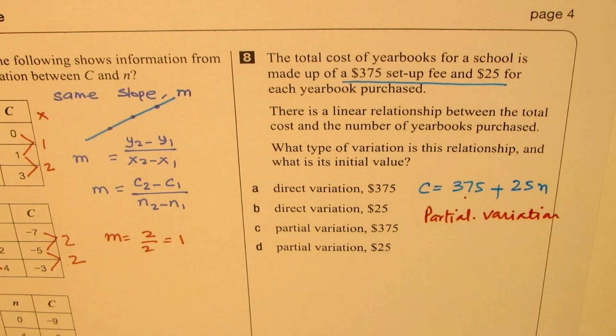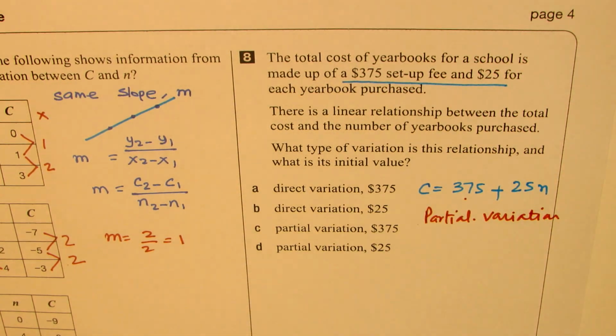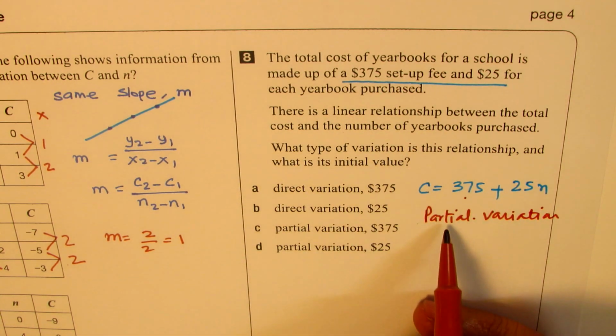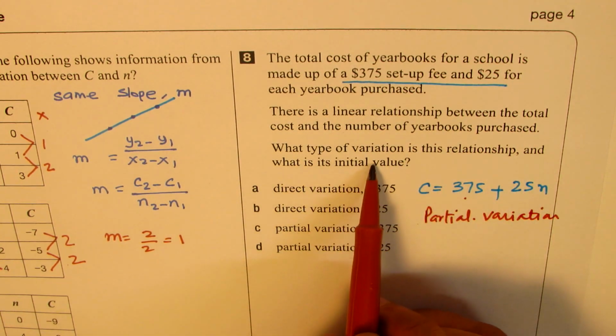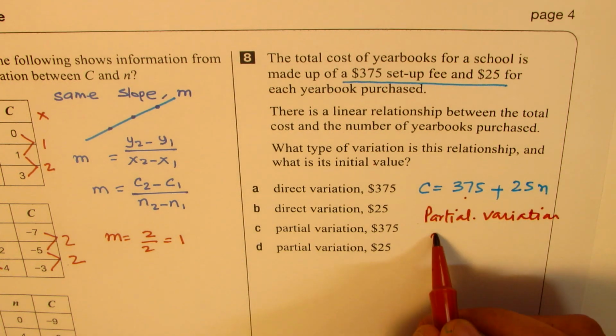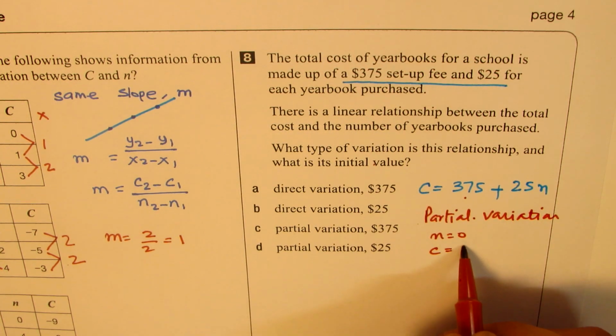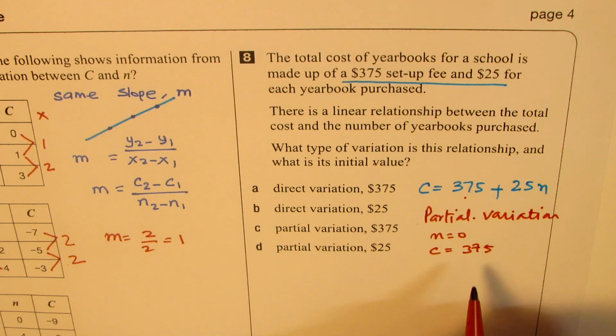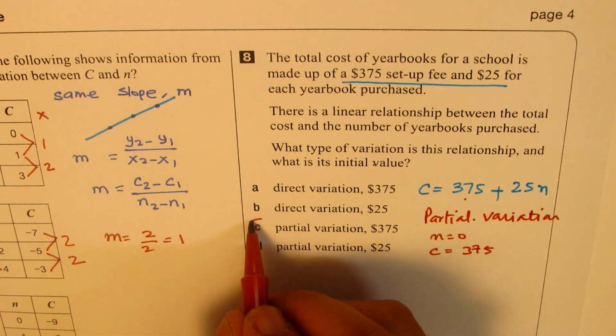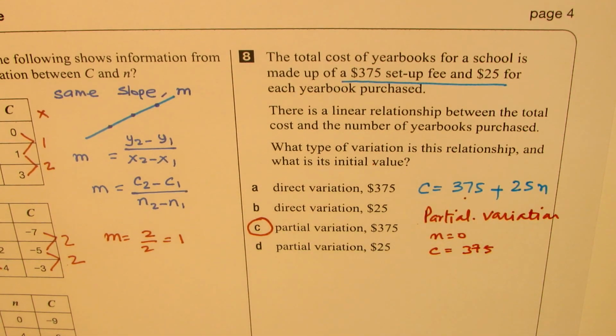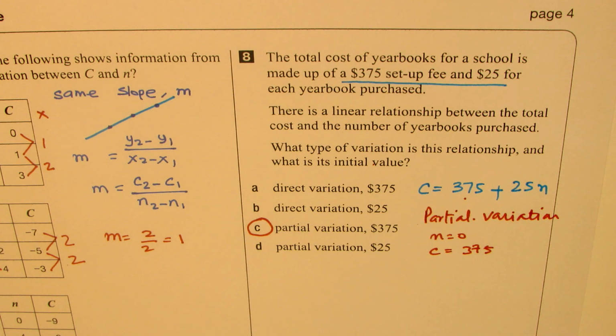So it's a partial variation, since there is a fixed cost involved. And it asks what type of variation it is, a partial variation, and what is the initial cost? Initial means when n equals 0, then C equals 375. So that is the initial cost. Therefore, option C is the right option. Is that clear to you? Perfect. So that gives you concept of application with linear equations. I hope you're finding it interesting. So let's move on and take question number 9 now.